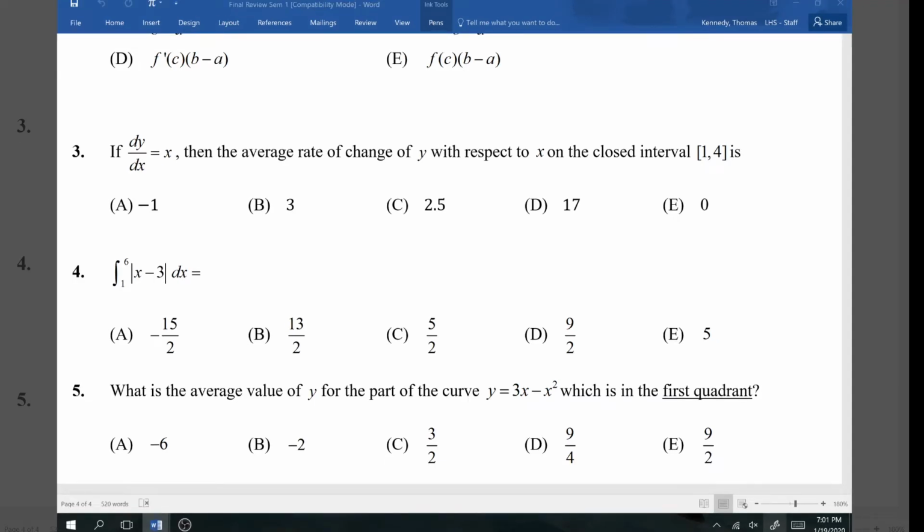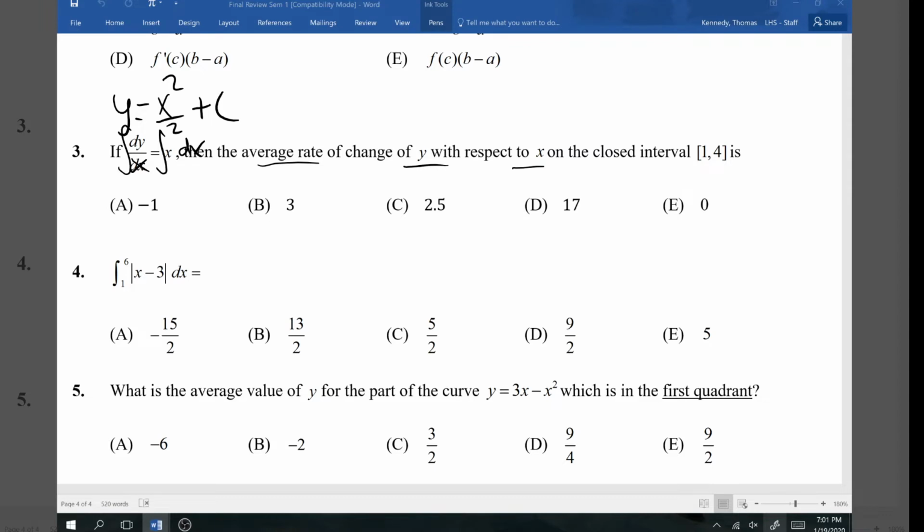So in 3, you're given a derivative equation, and it says what's the average rate of change of y with respect to x on the interval 1 to 4. In order to find that, we have to actually find the equation of y, which in this case is going to involve doing an antiderivative here, and technically moving this dx to the other side. If we integrate x, we get x squared over 2. If we integrate dy, we just get y, and we get a plus c. And so this is our actual y equation, which was just the antiderivative of the derivative equation.